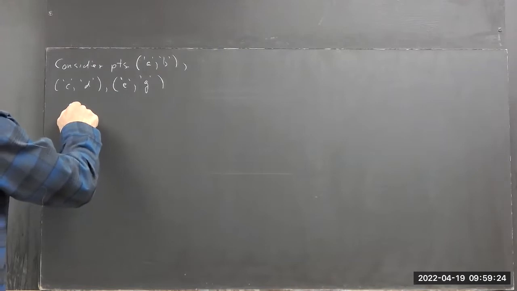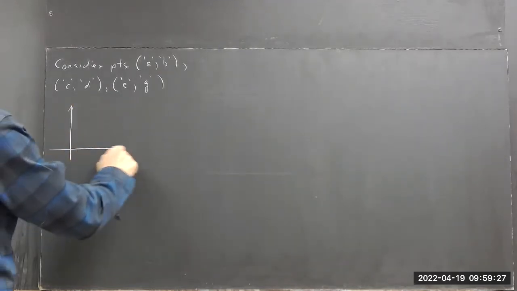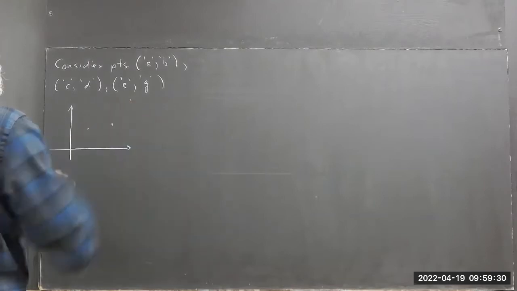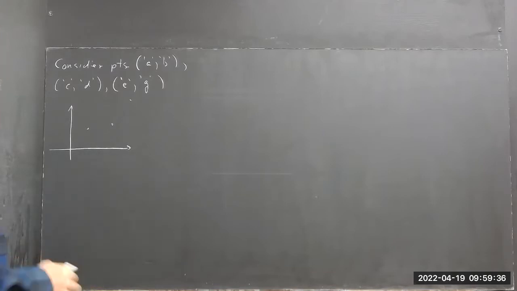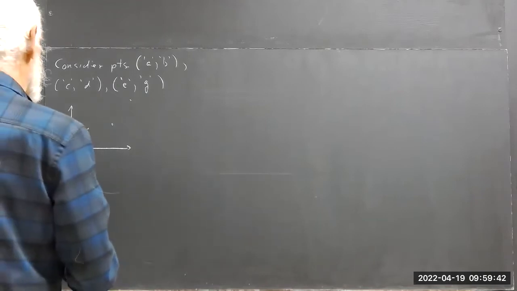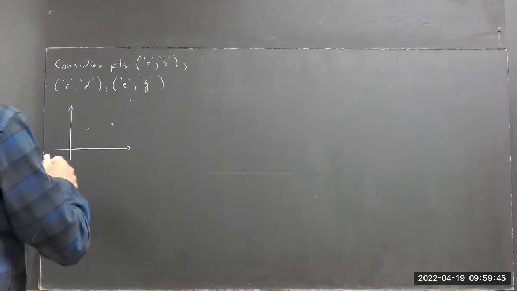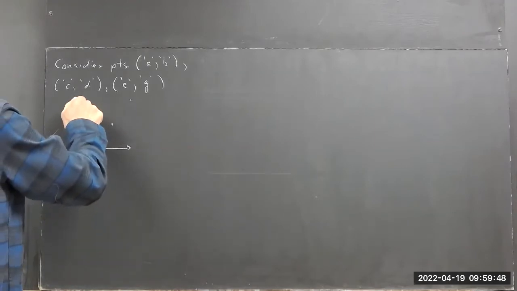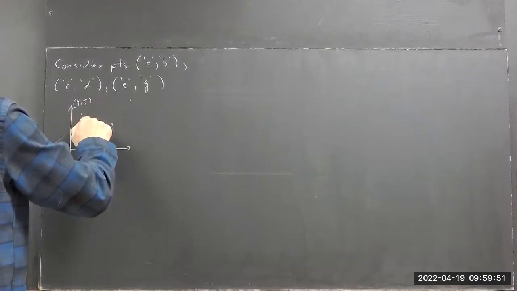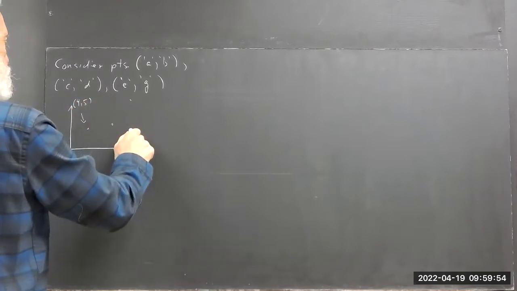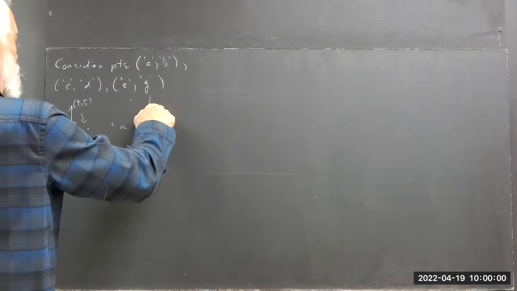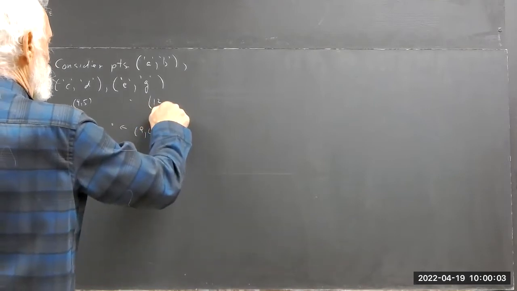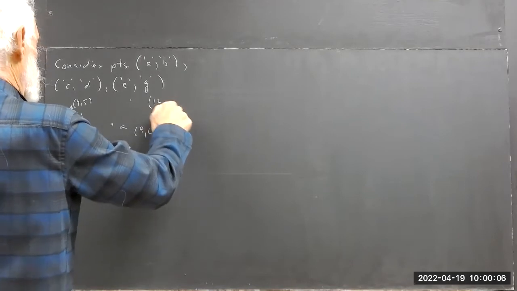Okay, so we get 3 points. We want to find the straight line that best fits these 3 points. Well, let's just say that my 3 points are (4, 5), (9, 6), and (12, 10).